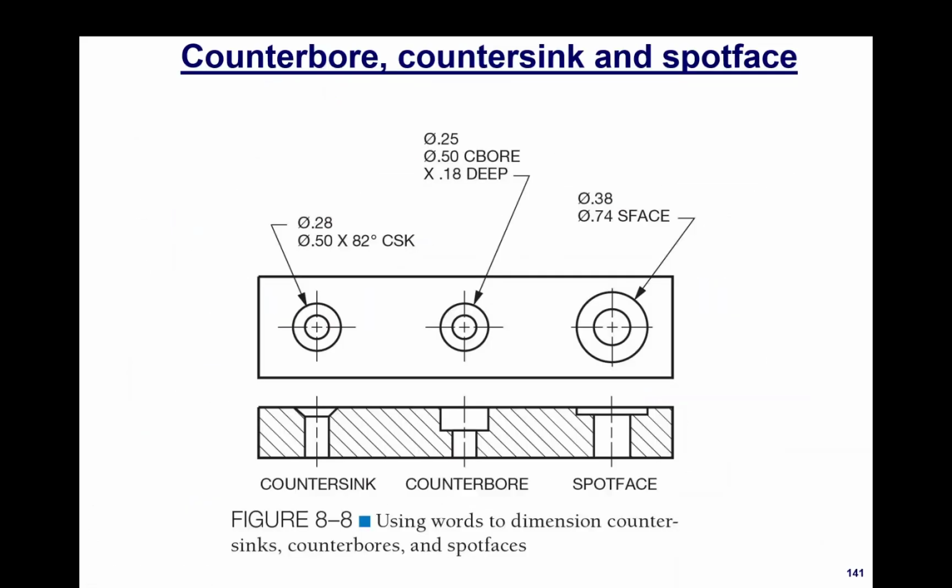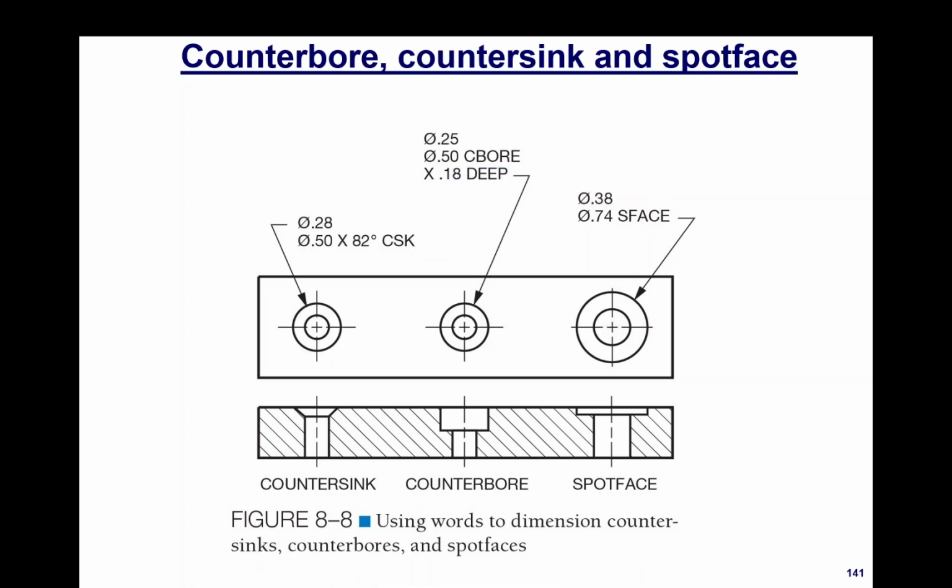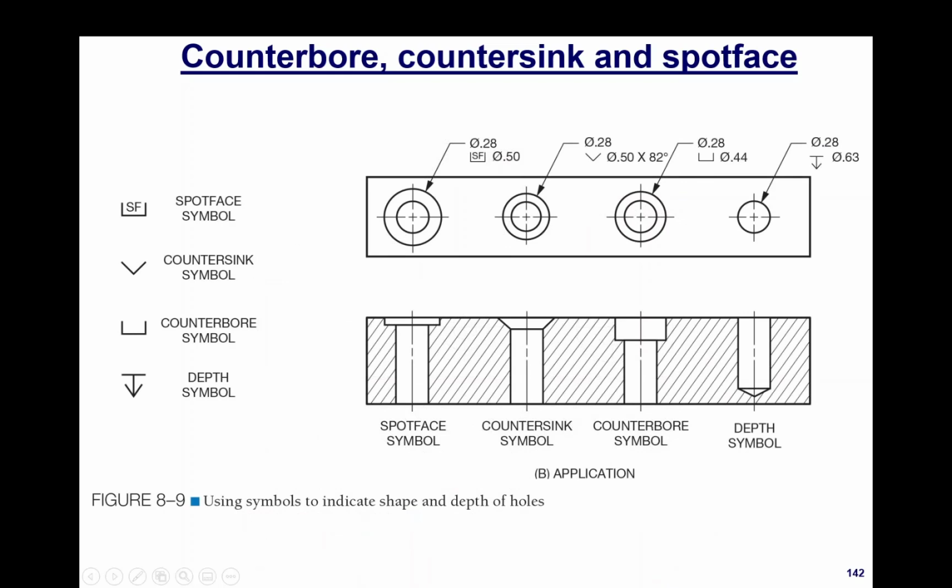Before we move on to the other features, I want to talk about something in your textbook, Figure 8-8 in Unit 8. We can use words to describe these features. As the figure title says, we're using words, so we're using abbreviations: CBOR for counterbore, deep, CSK for countersink, S face for spot face. This is a little more traditional, a little more old school. What you'll see more commonly is the symbolic method.